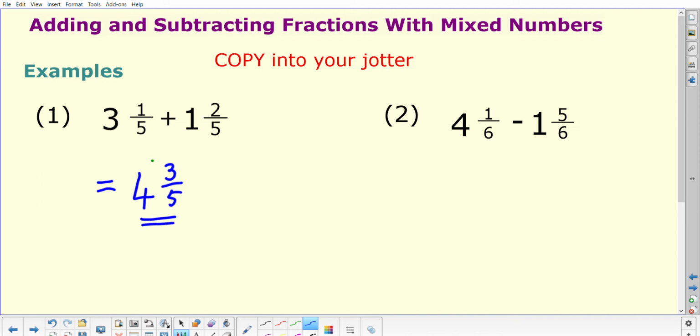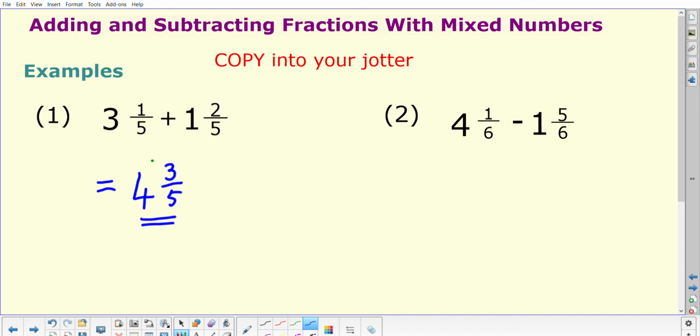Right, if you think about it in terms of pizzas or cakes or whatever, you had 3 whole pizzas and 1/5 left over, and someone else had 1 whole pizza and 2/5 left over. Between you, you've got 4 whole pizzas and 3/5. So you could just do that. However, in the second example, it doesn't work like that. If you were to deal with the whole numbers separately, you'd end up doing 4 take away 1, you'd get 3, but then you'd be going with your fractions, 1/6 take away 5/6, and you can't do that.